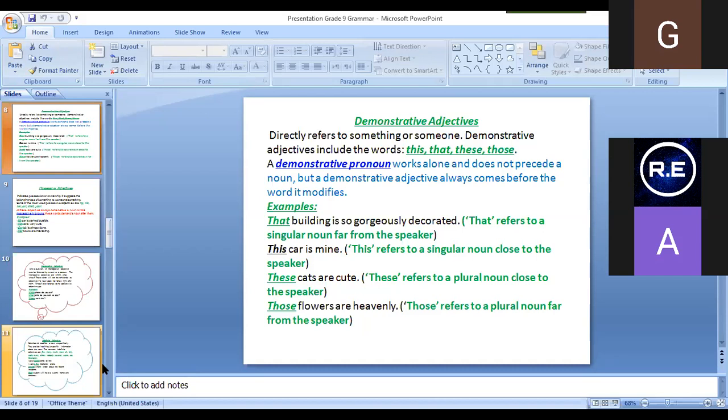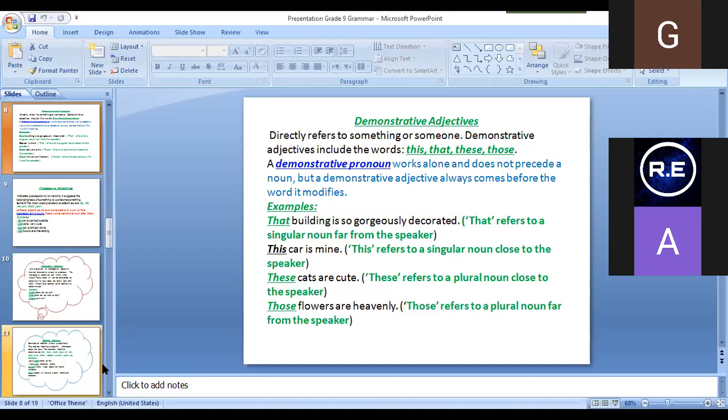No, it's an adjective. Why is it an adjective? Because it describes the... Say it in English. That building is so gorgeously decorated. Yes? Now, it's describing... Is... what is the adverb here? One second. What is "is"?